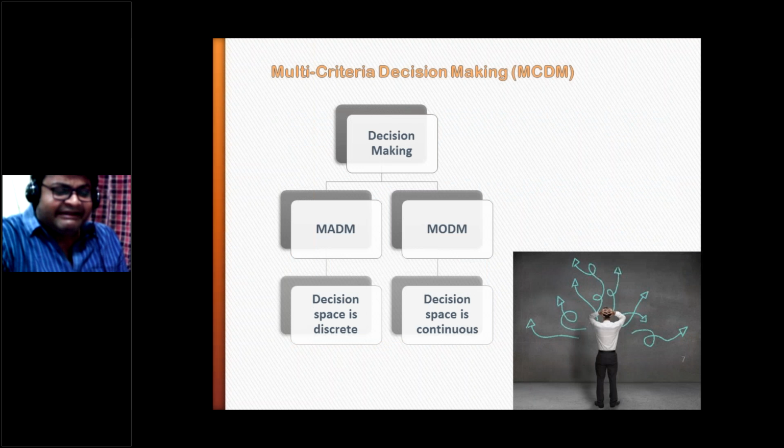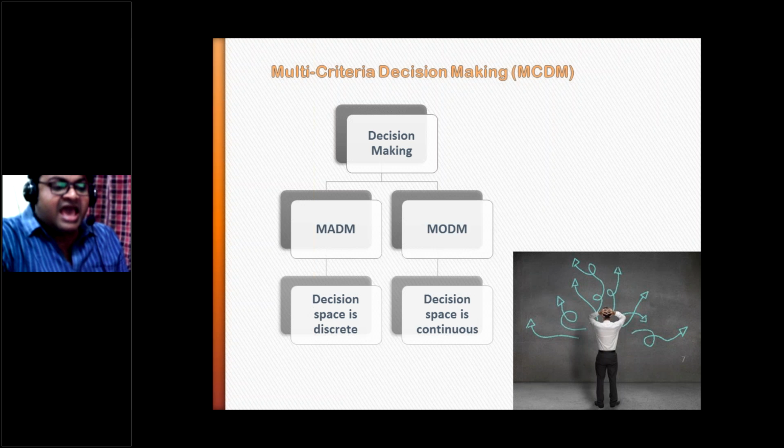Now multi criteria decision making is of two types. One is multi-attribute decision making. One is called multi-objective decision making. Some thin line difference is there. In multi-attribute decision making, the decision space is discrete. But in multi-objective decision making, the decision space is continuous.